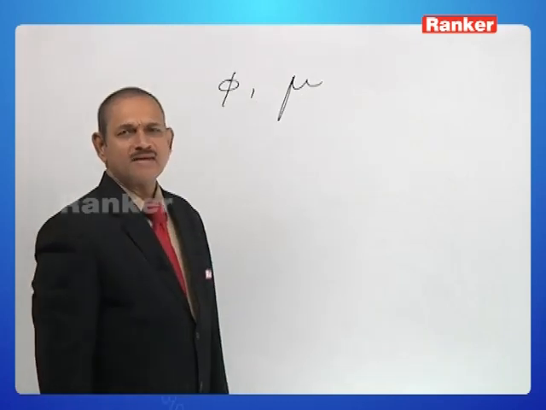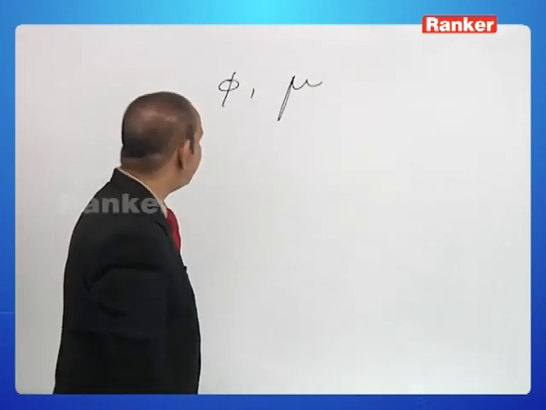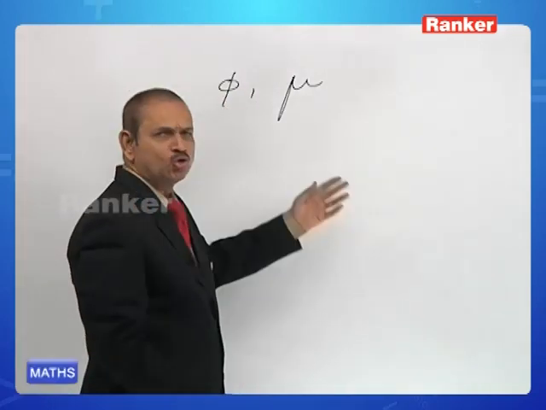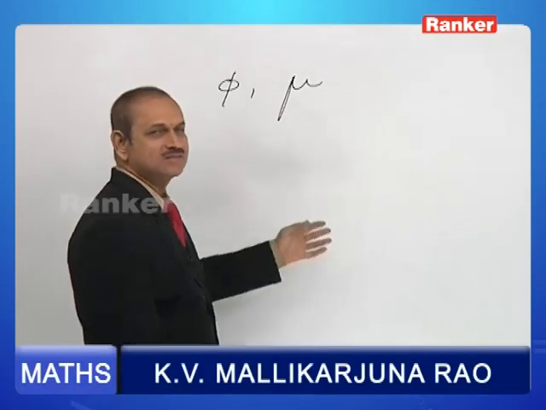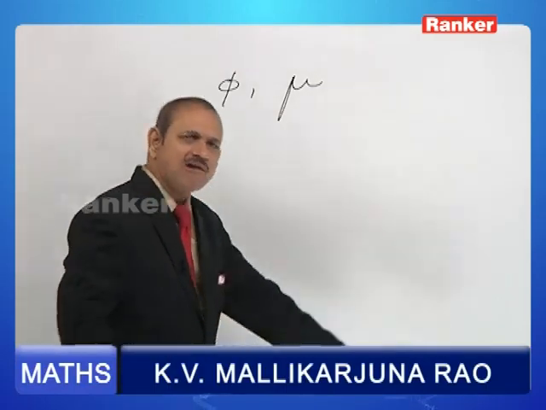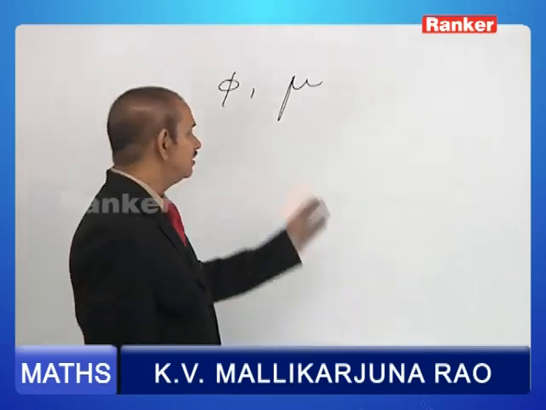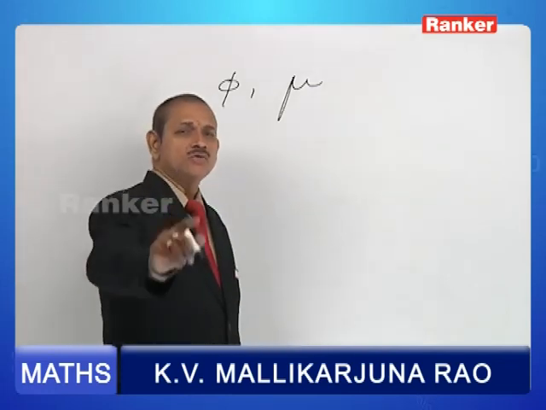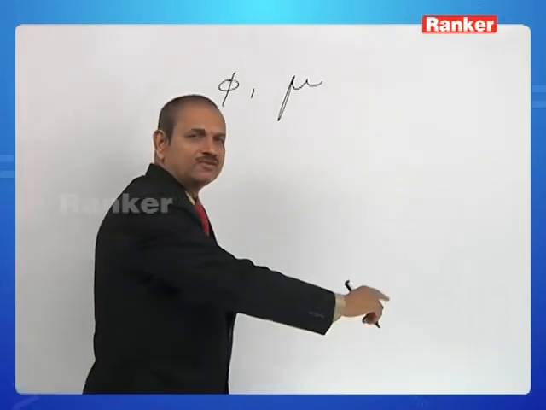Next, please observe these two sets, phi and mu. Phi is an empty set with no elements, and mu is the universal set, the superset of all the sets under consideration. These two are of course called universal bounds in set theory.